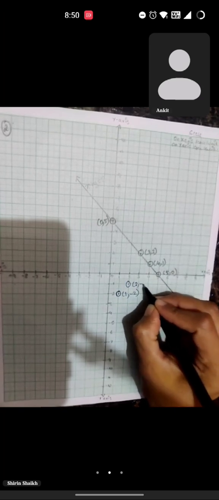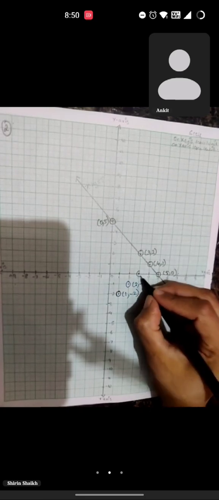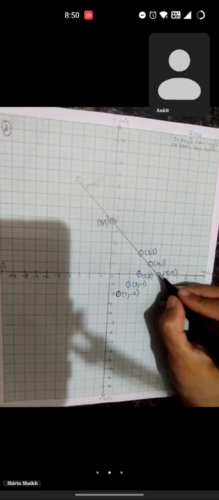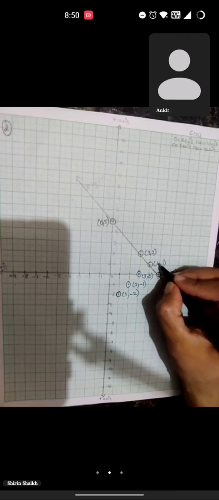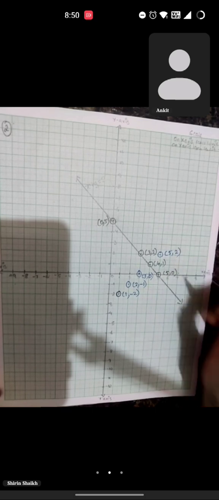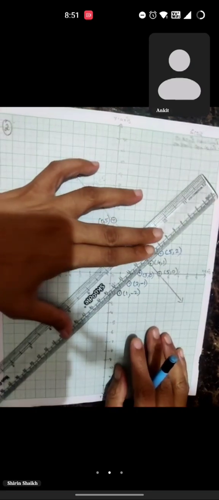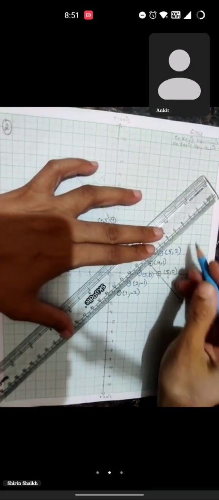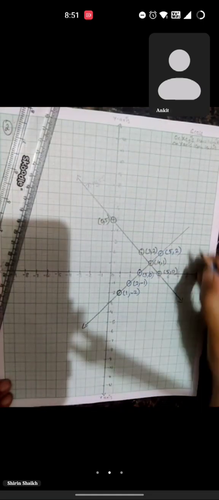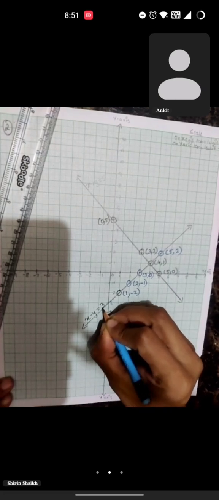Second is 2 and minus 1. So 2 for x, minus 1 for y. Next is 3 and 0. So this will stay right here. 3, 0. And next is 5 and 2. So here is 5, 2. Take a pencil and a scale. See, all the blue points you have to join. Draw a straight line. Write the equation on the line, x minus y is 3.